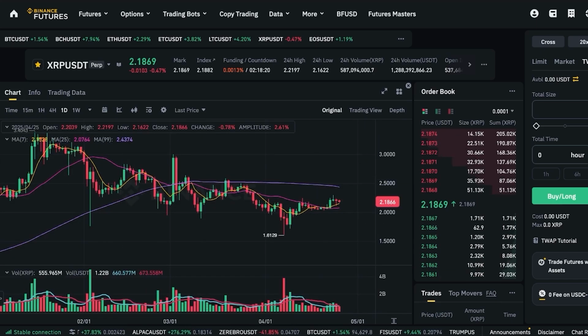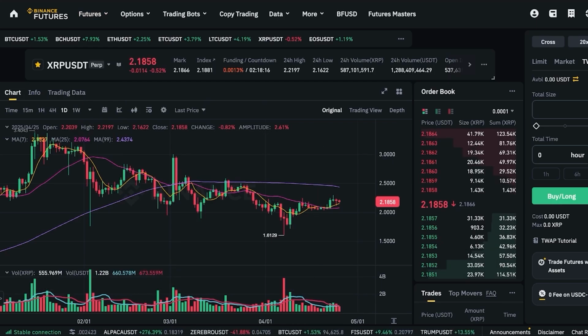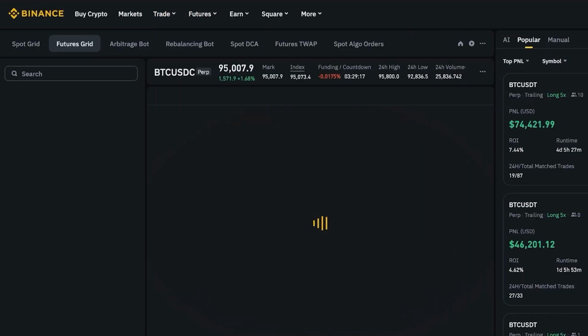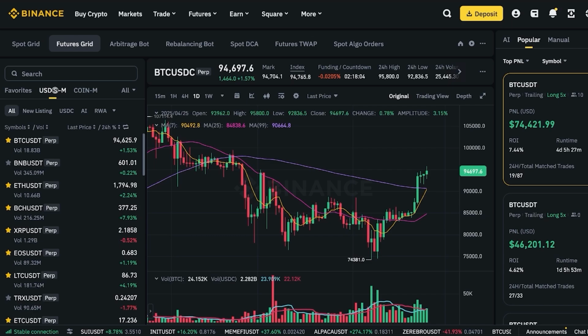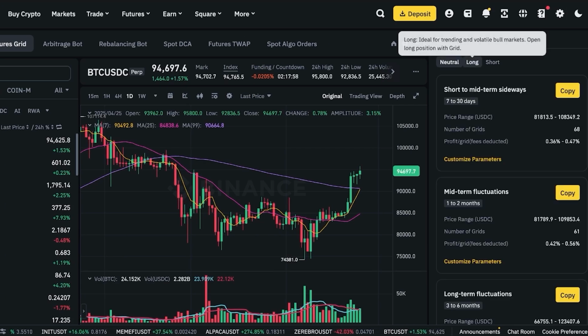So let's say I am going for futures trading, but I want to automate a bit of it. You can go into the top, you will see trading bots, and you can click on futures grid. When you do that, you can build your own bots as well as use AI. Now, if I click on AI, it's going to give me different strategies as well. So long, short, as well as neutral.